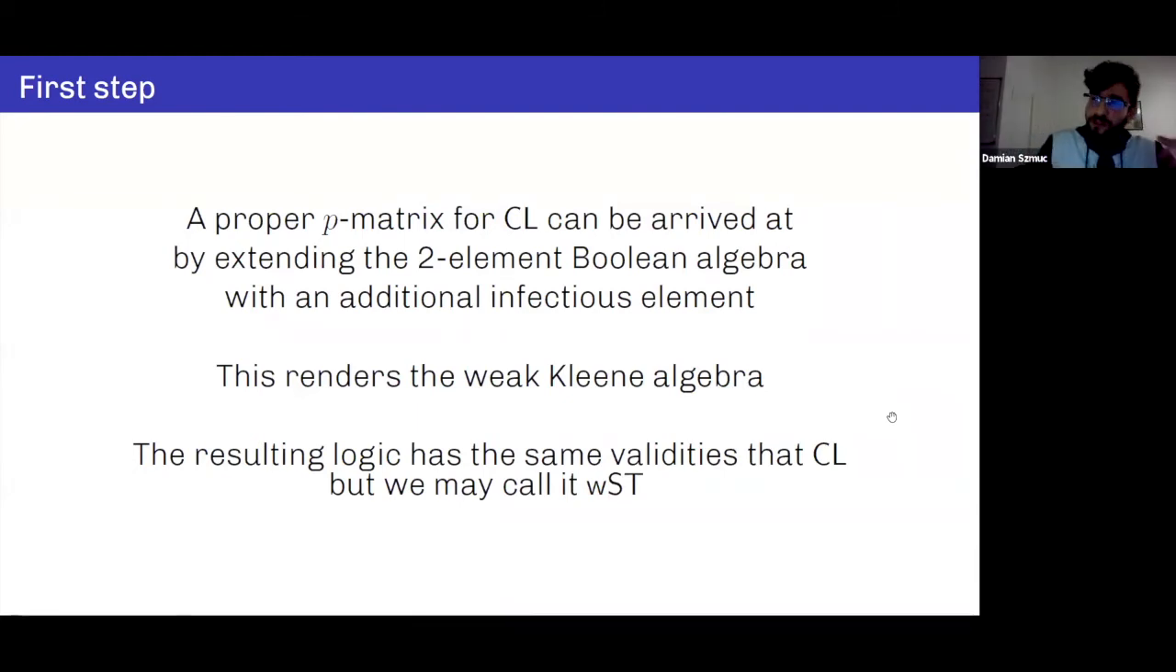For those involved with this literature, yeah, there are some meta-inferential, you know, funny things going on. But here, hey, we're only talking about the validities. So, you know, meta-inferences do not exist as far as we are concerned, or we're not paying attention to them. Okay? So this is the first step.